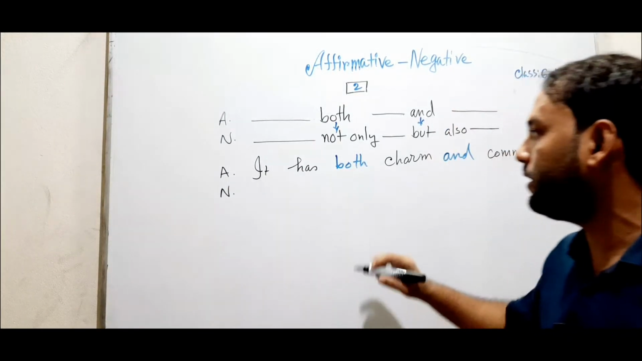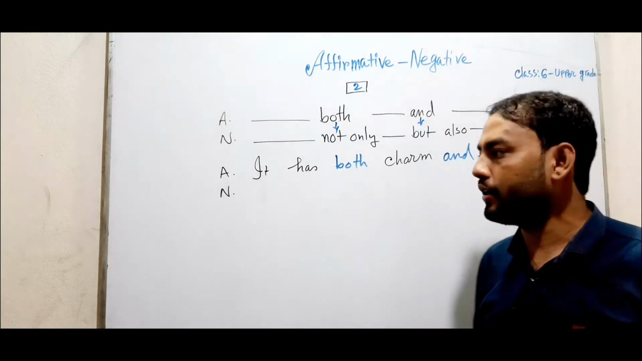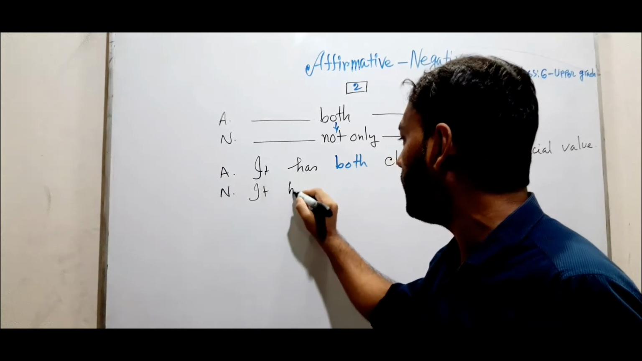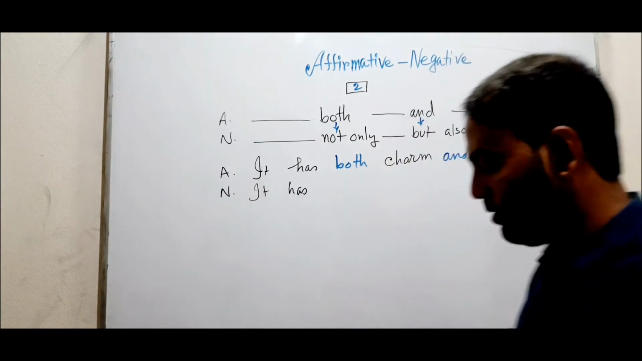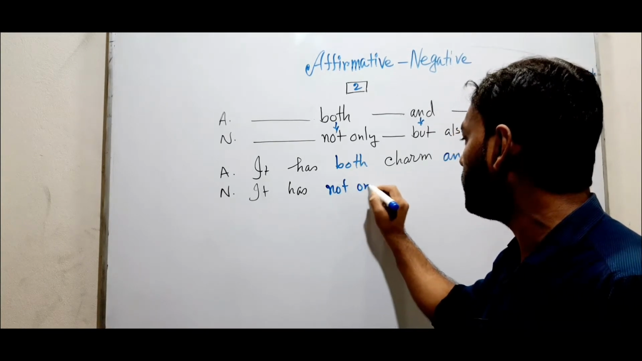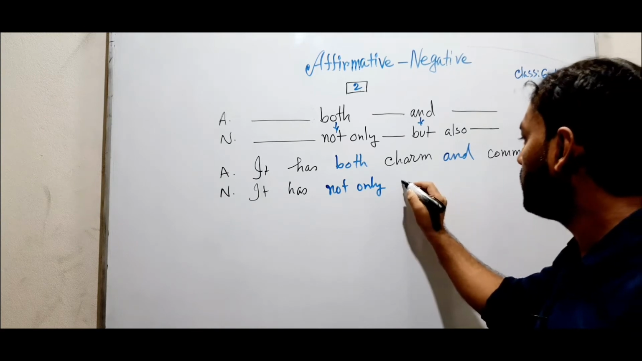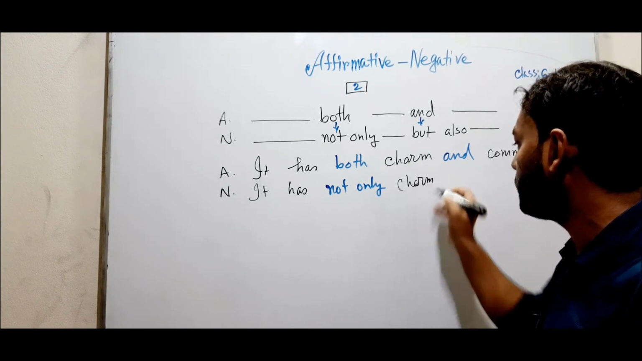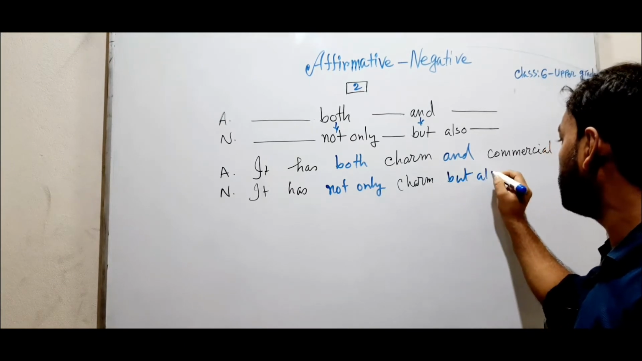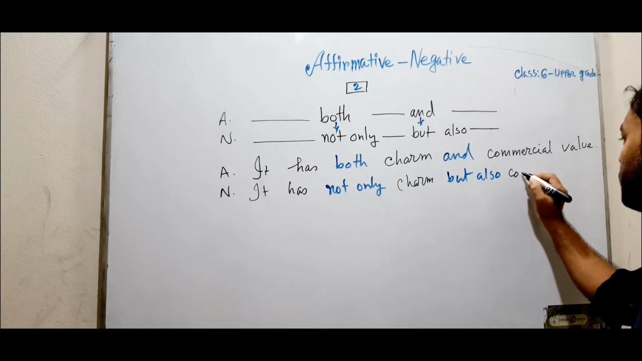Here you can see both and. How can we make it negative? It has, instead of both we will write not only charm, but also commercial value.